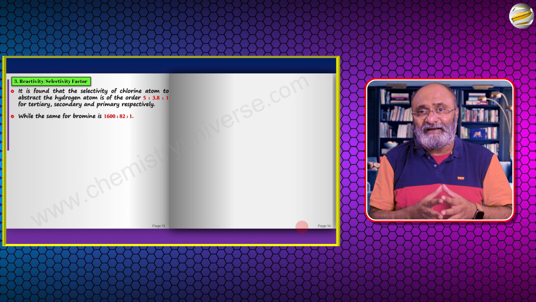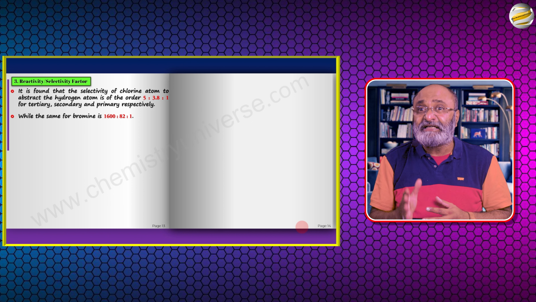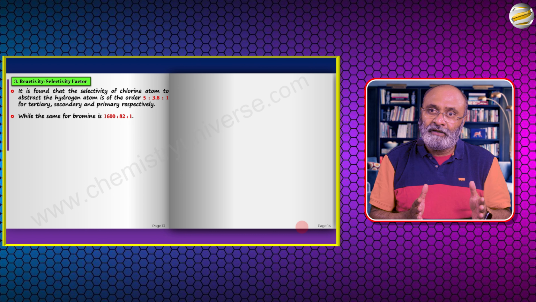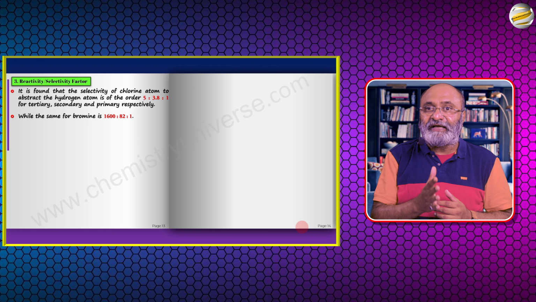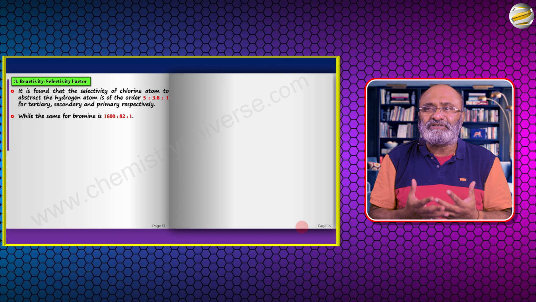3.8 times more for secondary compared to primary. Whereas for bromine, it is 1600 times more than primary. For secondary, it's 82 times more than primary. How do we account for this huge difference? This is what we are about to see.